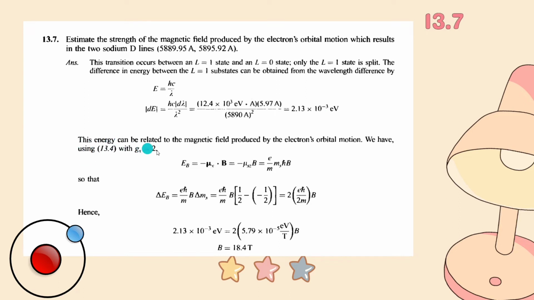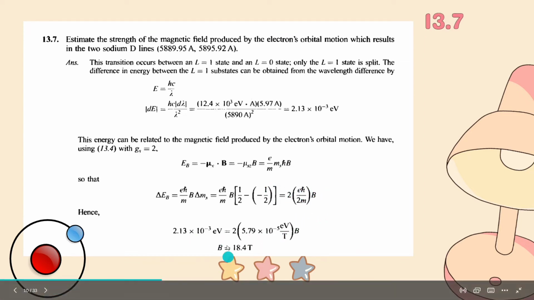So this energy can be related to the magnetic field produced by the electron's orbital motion. They ask us to estimate the strength of the magnetic field, B. So we have to find B, we just use this equation, substitute the values here, and then we get the value of B.